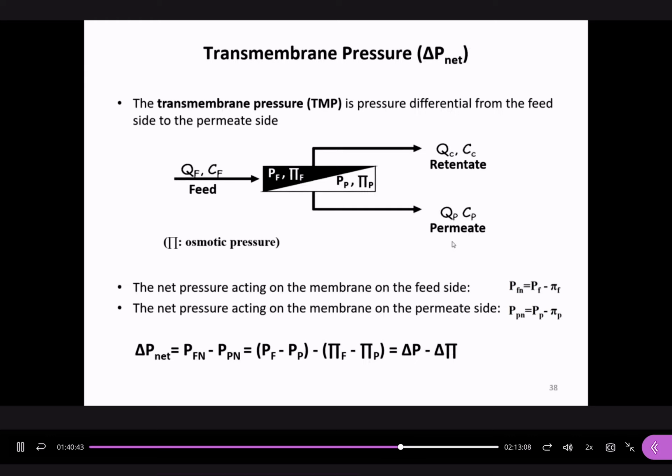Let's look at the first parameter, transmembrane pressure. Transmembrane pressure is the pressure differential from the feed side to the permeate side. Feed side you have pressure, permeate side you have pressure, and that's the difference between the two sides. The net pressure acting on the membrane on the feed side is the feed pressure minus the osmotic pressure of the feed side. So we have a concept here, osmotic pressure, because I have salty water. Imagine the forward osmosis process. There you have osmotic pressure, and you have to overcome that pressure to get water molecules. On the permeate side, you have the permeate side pressure and the osmotic pressure of the permeate. And the difference, feed side minus permeate side, is actually delta P minus delta pi.